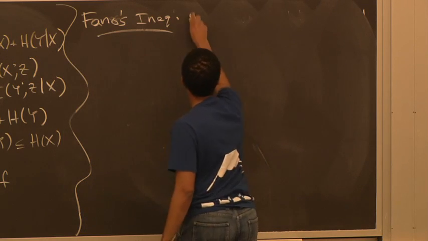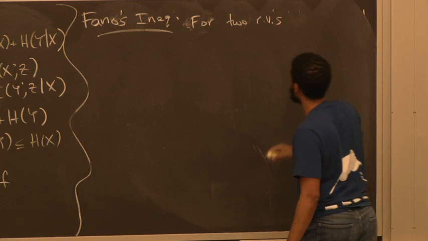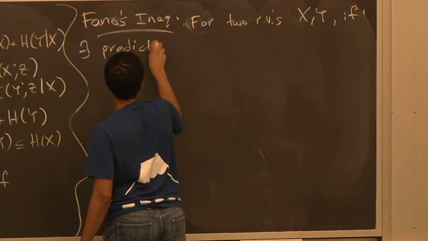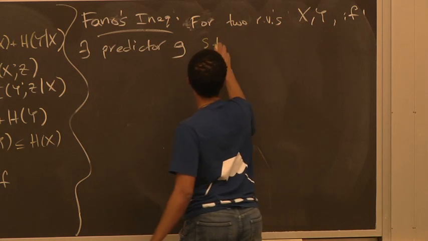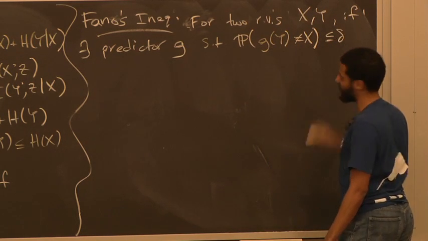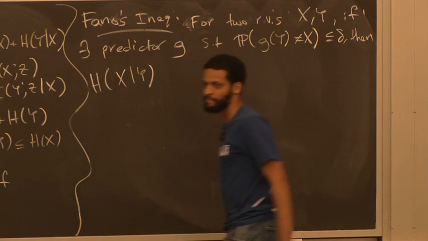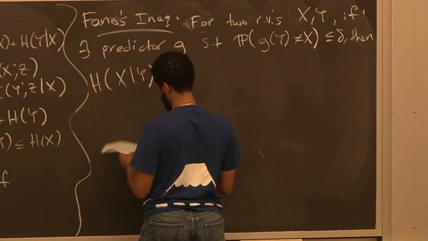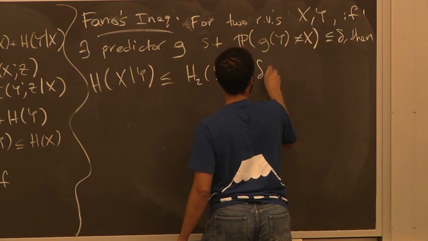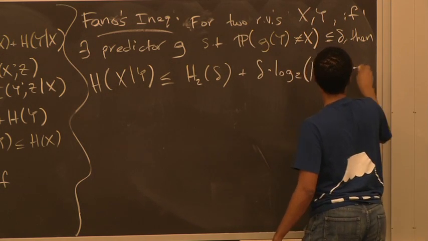So Fano's Inequality says that for two random variables, they're not necessarily independent. The interesting case is when they're not independent. For two random variables x, y, if there exists a predicting algorithm G, which can even be randomized, such that the probability that G of y is not equal to x is at most delta, then there can't be too much entropy left in x conditioned on y. The entropy of x given y is at most the binary entropy of delta plus delta times log base 2 of the support size of x minus 1.